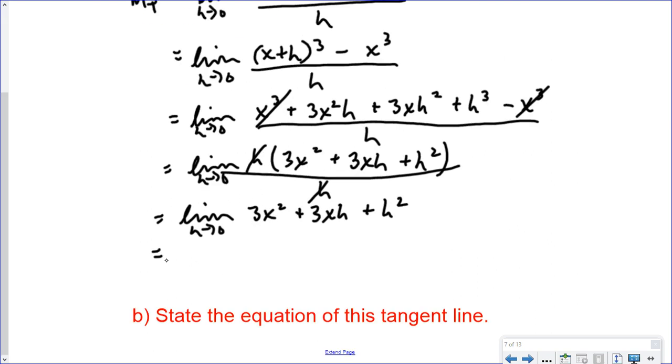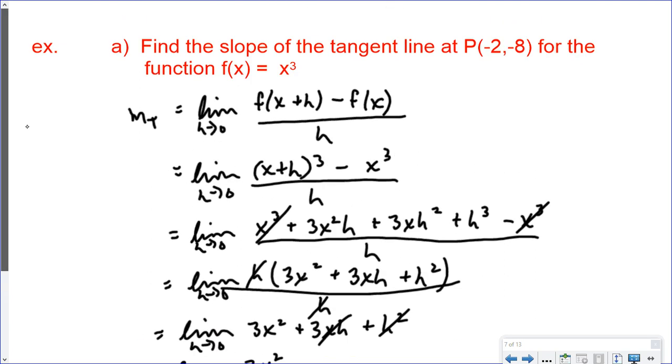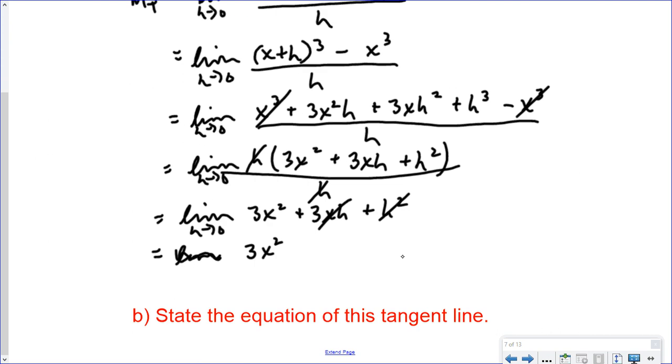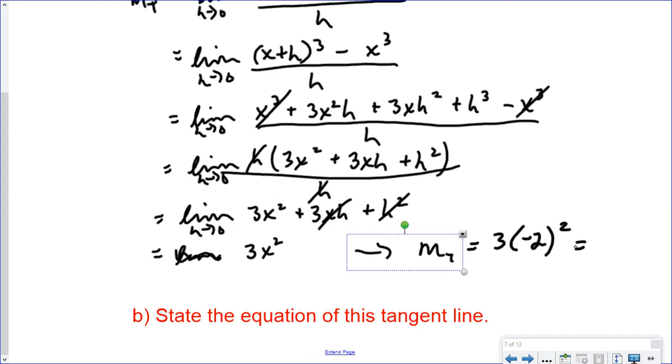Okay, and then I've got, I can drop that and just have 3x squared, because that will be 0. Okay, and I want to evaluate it at the point (-2, -8). So my actual m value of my tangent line is 3(-2)^2, or what's that, 12? So the slope of my tangent is 12 here.